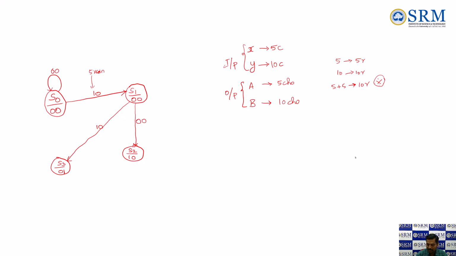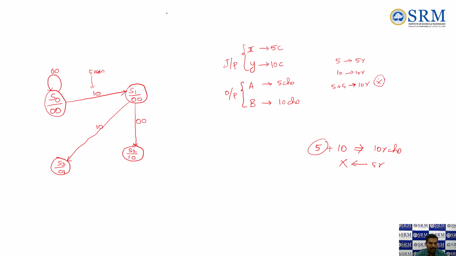So suppose I am inserting a 5 rupee coin first. So the first 5 rupee coin was inserted. At the second time period, I am inserting a 10 rupee coin. So the machine will dispense only a 10 rupee chocolate. So this 5 rupee will not be returned by the machine. Okay, that was the scenario. That was the design which was given.